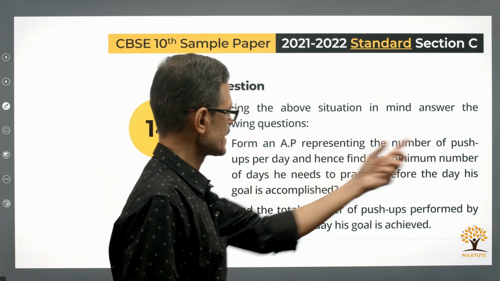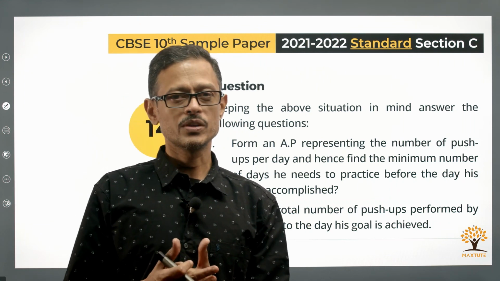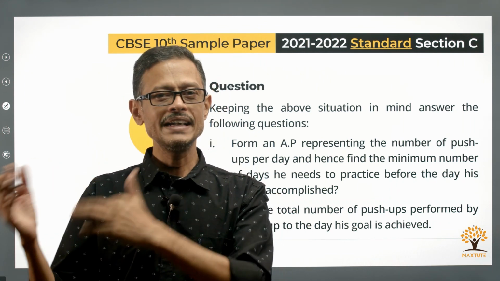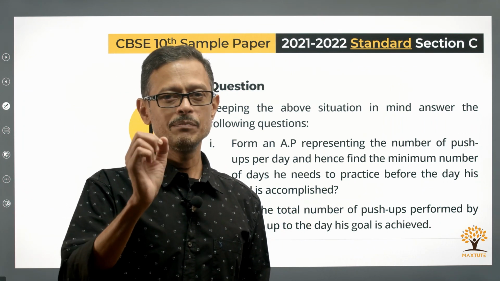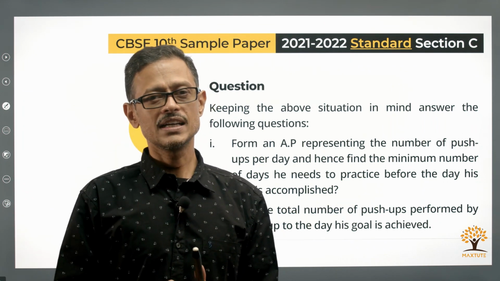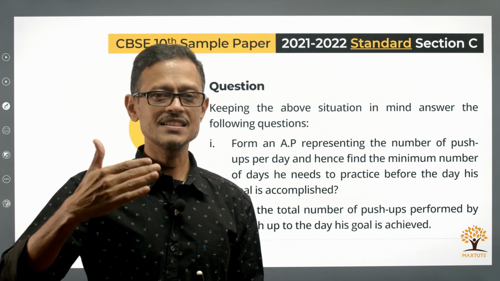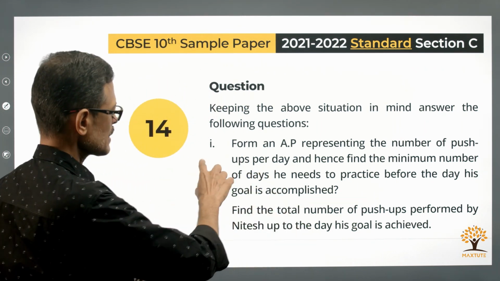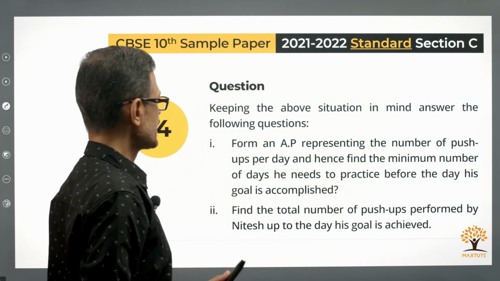Form an AP representing the number of push-ups per day, right? If on the 5th day, how many push-ups will you do? A5 is the answer. On the 21st day, how many push-ups will you do? That's A21. So we need to frame an AP to signify the number of push-ups done on any given day. So we need to find out an AP for representing AN, where N is the nth day that we are talking about.